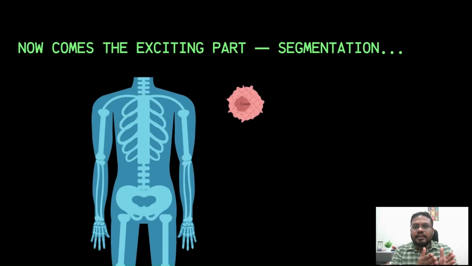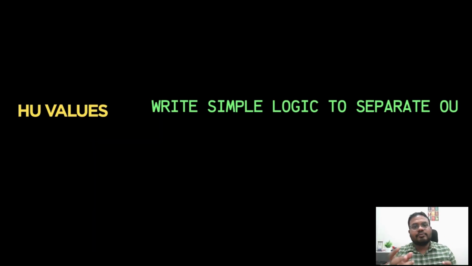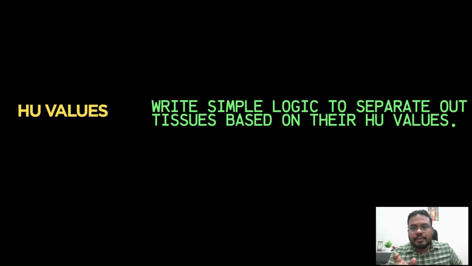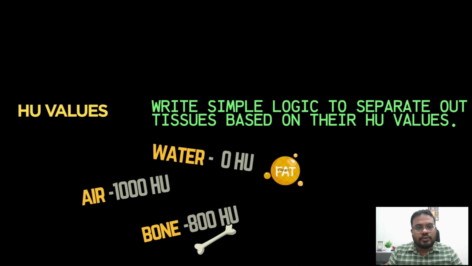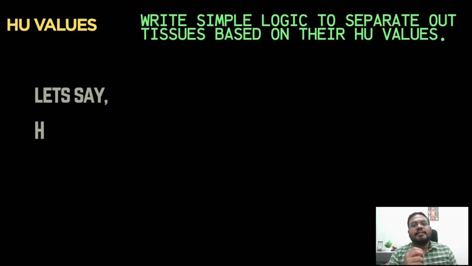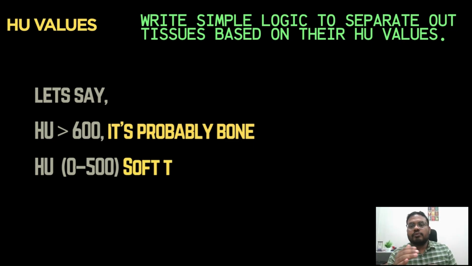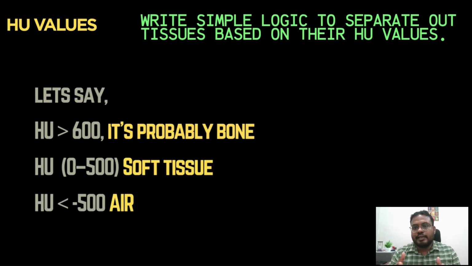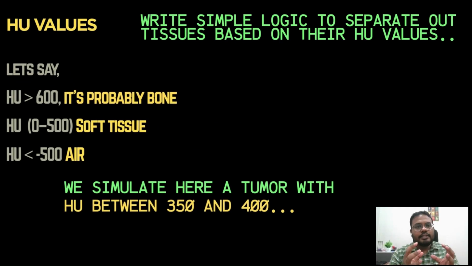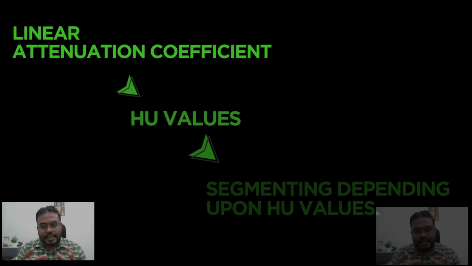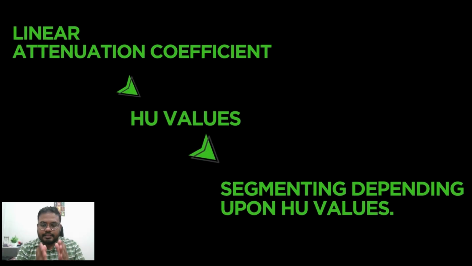Now comes the exciting part, the segmentation: segmenting a cancer tumor from normal tissue. Once we have the HU values, we write simple logic to separate out tissues based on their HU values. For example, if HU is greater than 600, it's probably bone. Between 0 and 500, soft tissue. Below minus 500, that's air or lung, you can say. In this code, we also simulate a tumor having an HU value between 350 and 400, a little denser than soft tissue. So first the linear attenuation coefficients of different tissues, then HU values, and then segmenting depending upon the HU values.